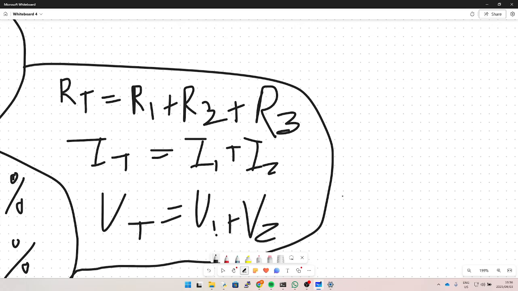Now, parallel circuits. Okay, wait, this is wrong. This must be an equals sign.